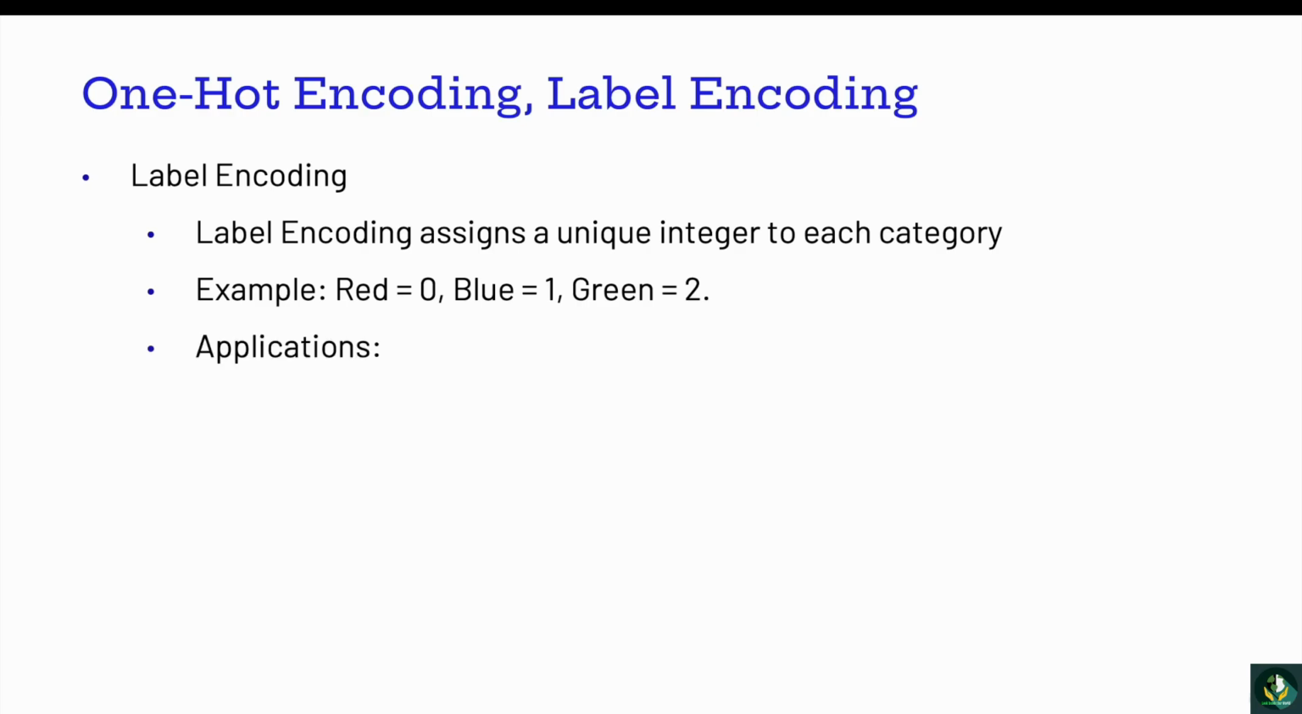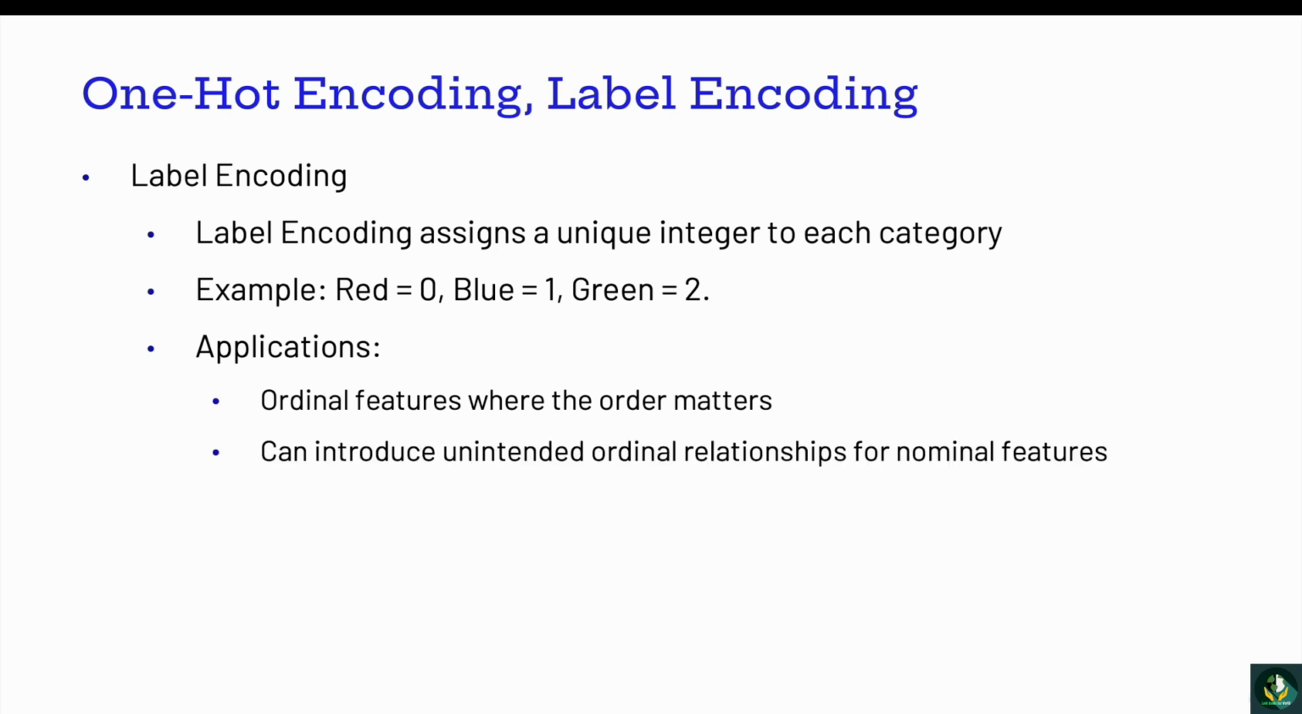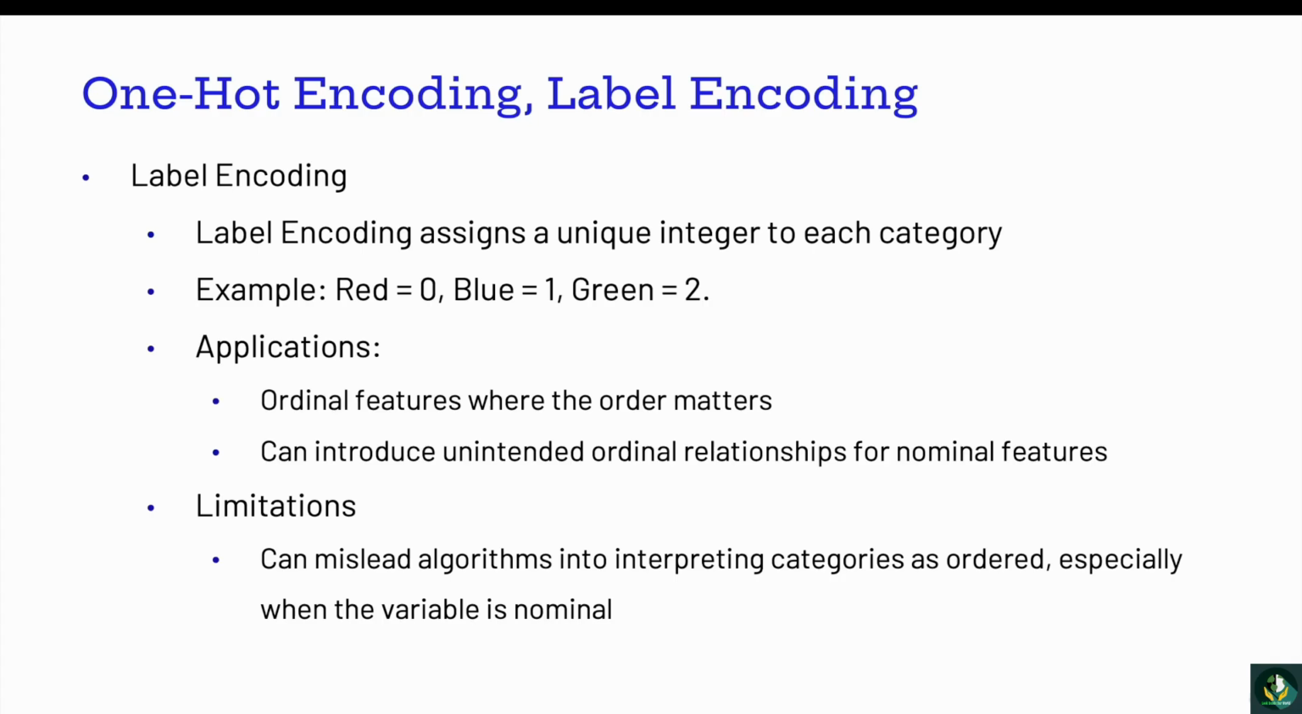The application for this is suitable for ordinal features where the order matters. Example, high school is smaller than bachelor's is smaller than master's. It can also introduce an unintentional ordinal relationship for nominal features. Some of the limitations that it has is it can mislead algorithms into interpreting categories as ordered, especially when the variable is nominal.